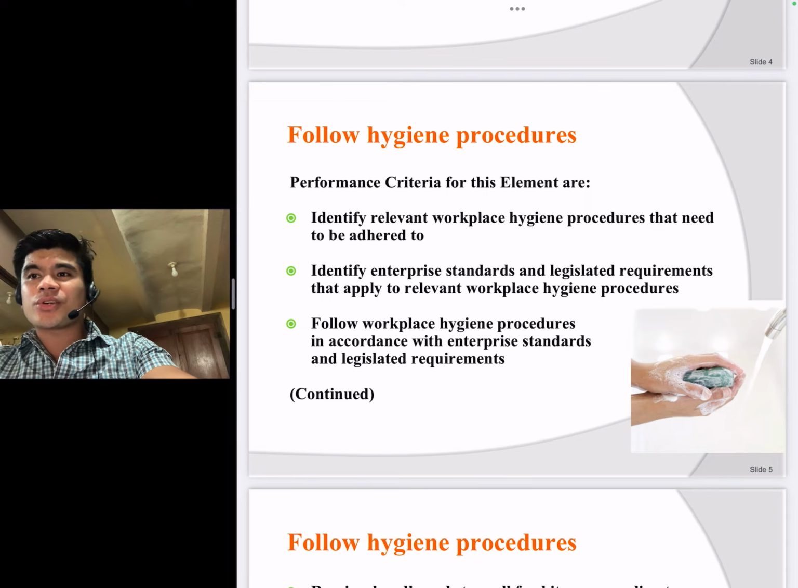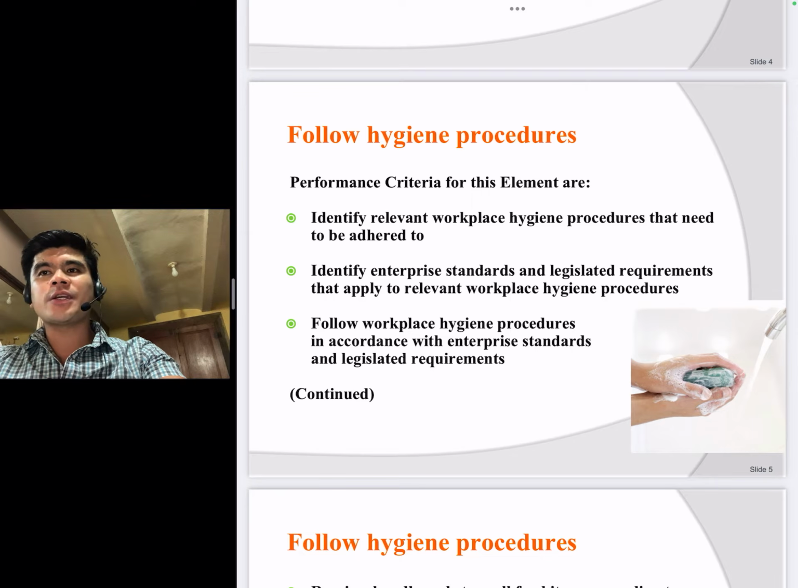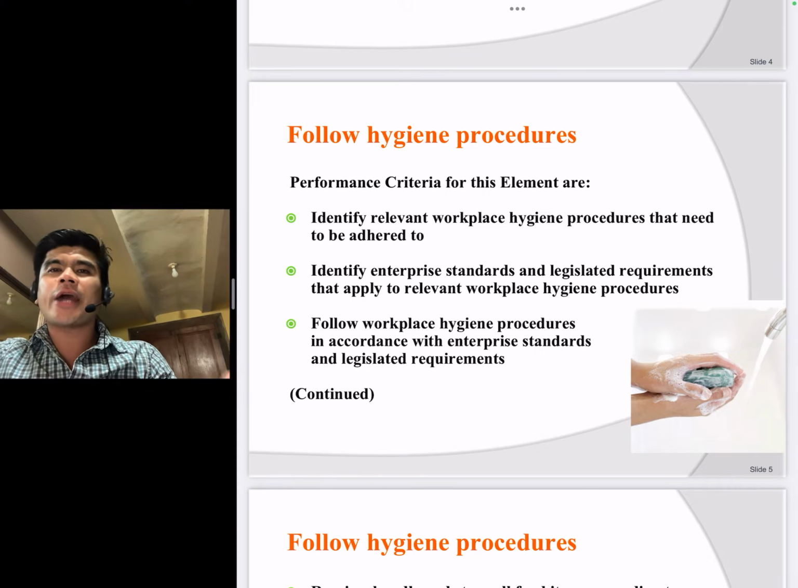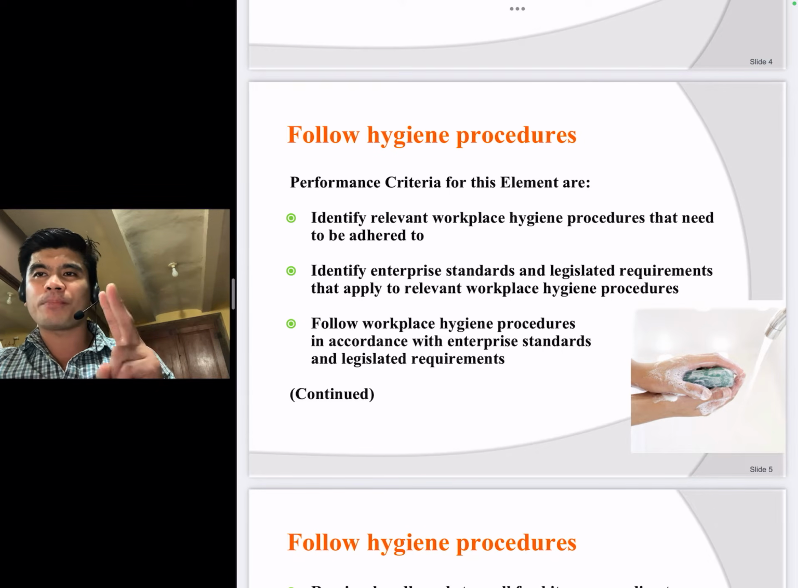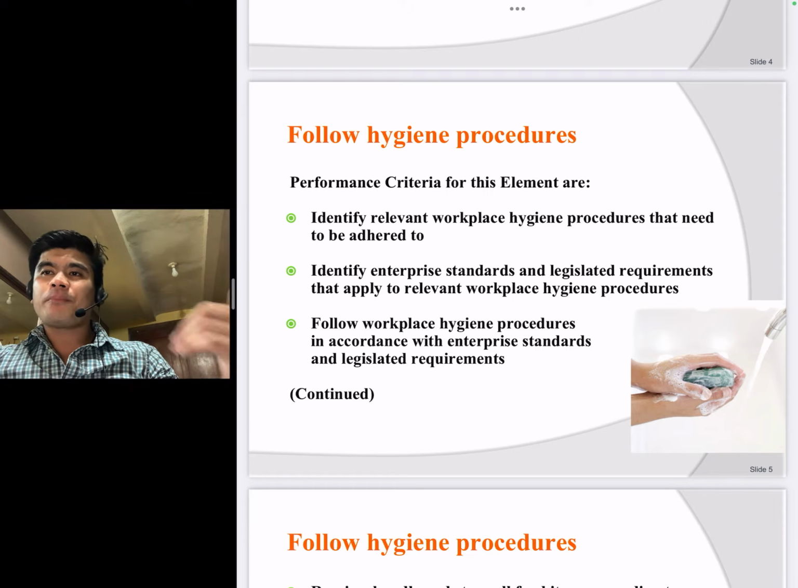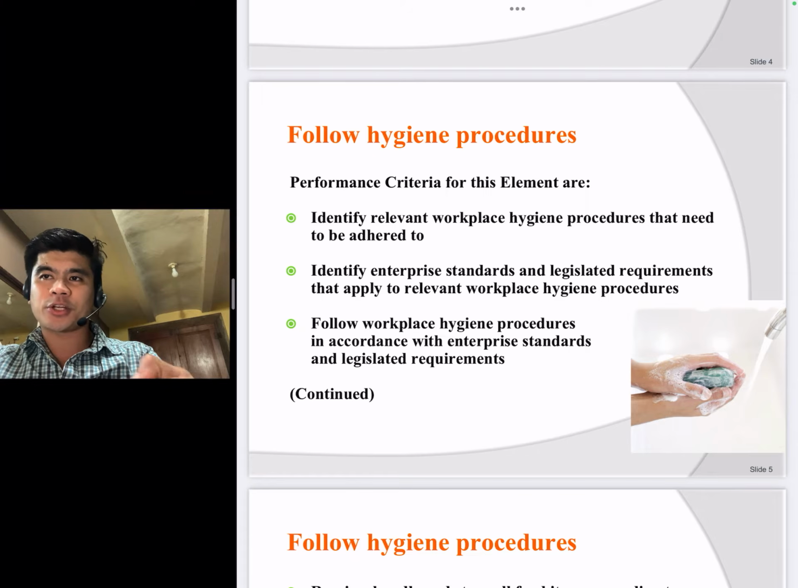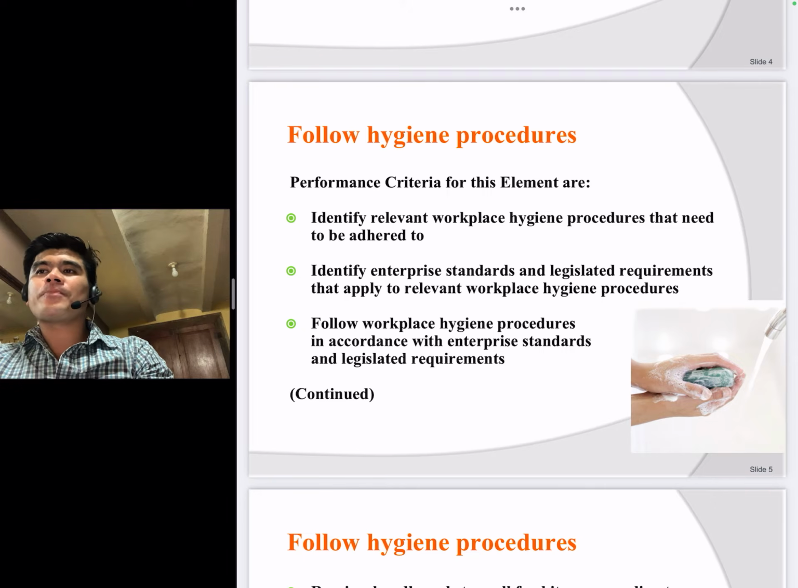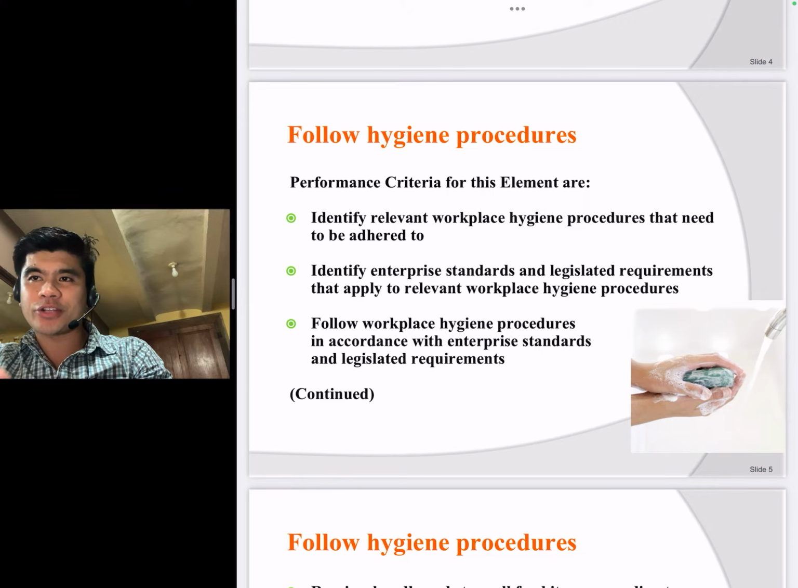Next, follow hygiene procedures. Once again, we are going to be dealing with it one by one. The performance criteria for this element are: identify relevant workplace hygiene procedures that need to be adhered to. So what are the hygiene procedures? There are basically 2 important points. The procedure set by the owner or the enterprise, and the health procedure by the national government, or what we call the legislation. That's the national government.